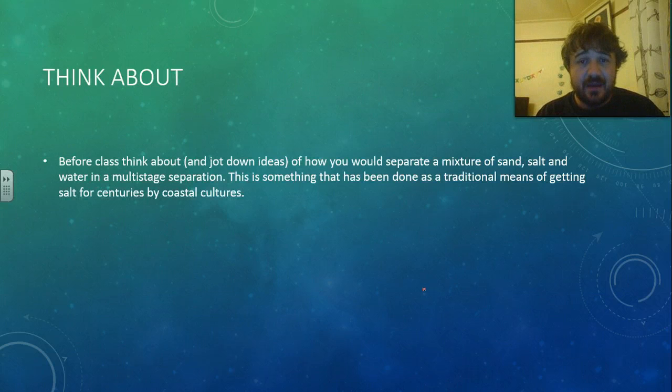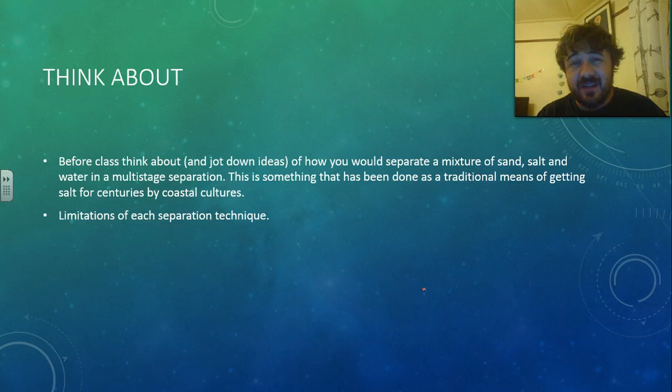First, how would you separate a mixture of sand, salt, and water? Okay, this is a way that coastal cultures have gotten their salt. Now remember, you see it in the salt pans there. That's a good way of separating, but you still will often have sand mixed in with that. So how are we going to separate that? Jot down some ideas before you come in tomorrow. I want you to think about the limitations of each technique. None of these are perfect. They all have limitations.